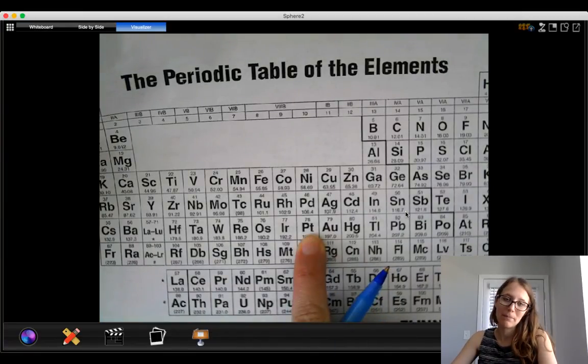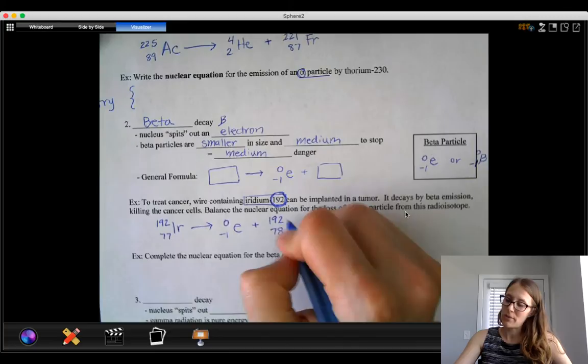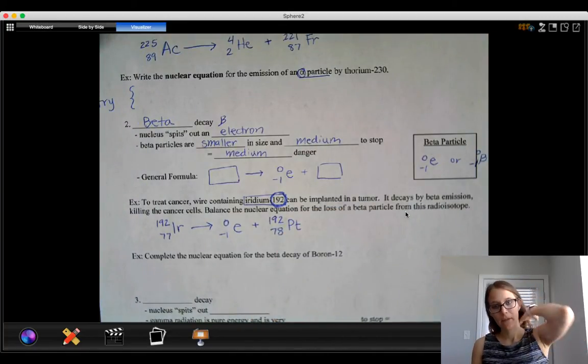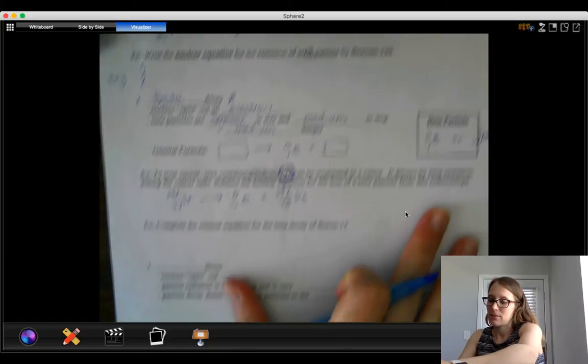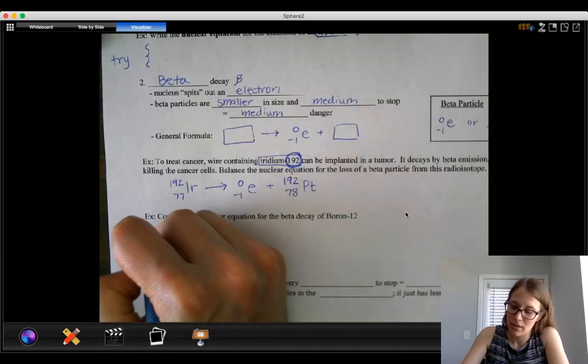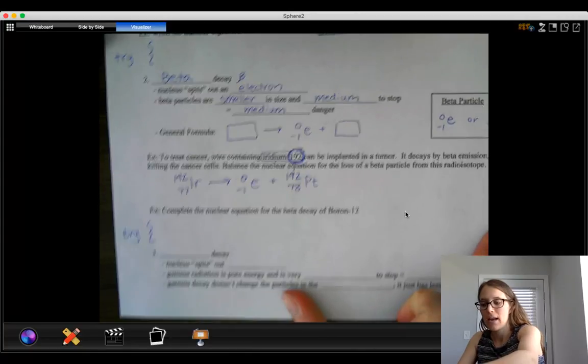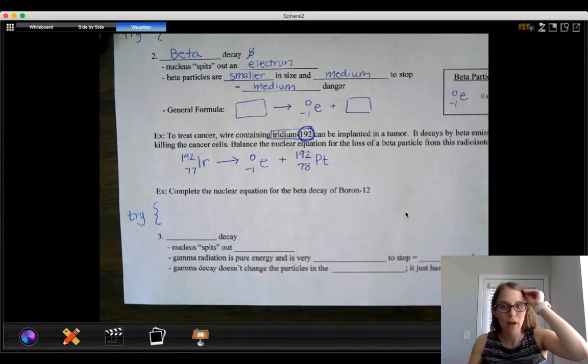Once we have this, we're going to find element 78 on the periodic table. That is platinum, Pt, which would be our symbol. That would go here. All right. The next one, same thing as before. I'll have you try this one, and I'll post the scanned page that will have those filled in.